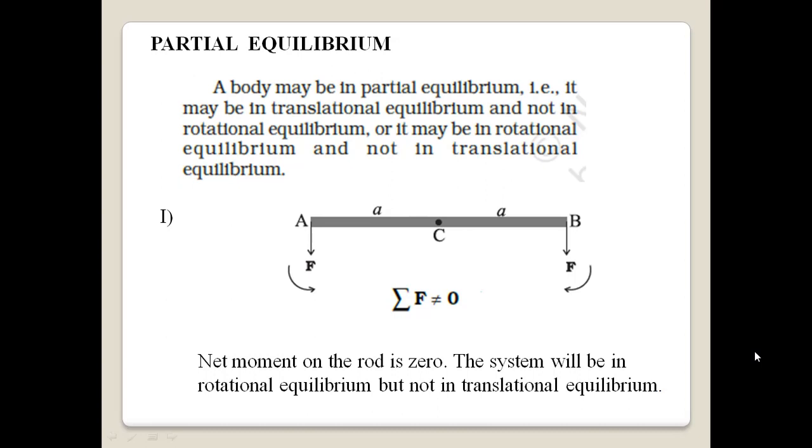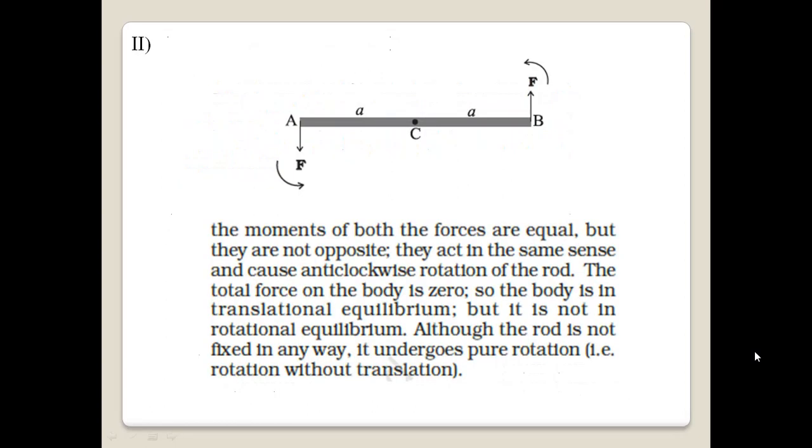What is moment? Moment is force multiplied by the perpendicular distance, here AC. And the other moment on the right side will be F into BC. Net moment on the rod is 0. So the system is in rotational equilibrium. It will not rotate, but it is not in translational equilibrium.